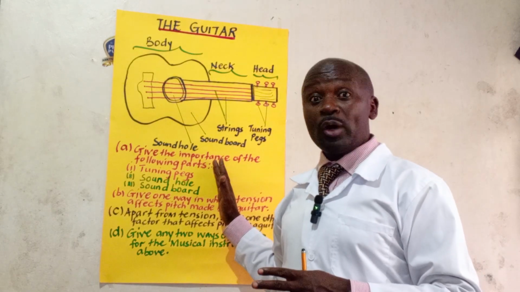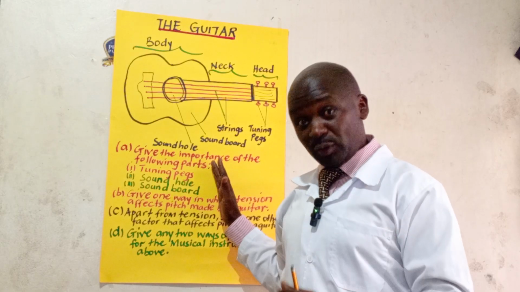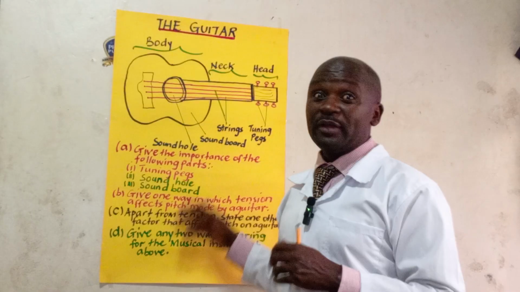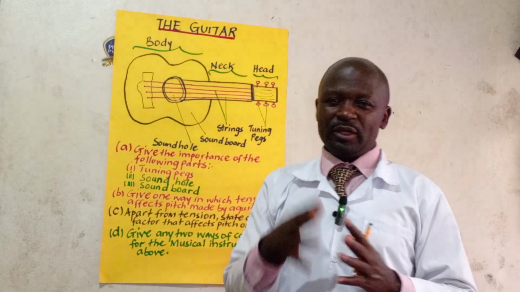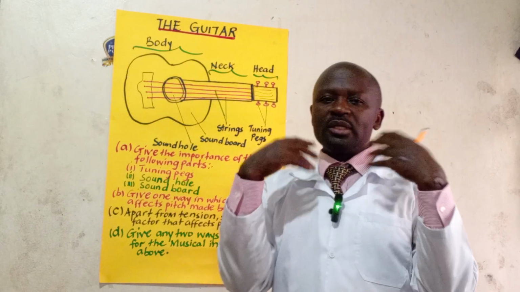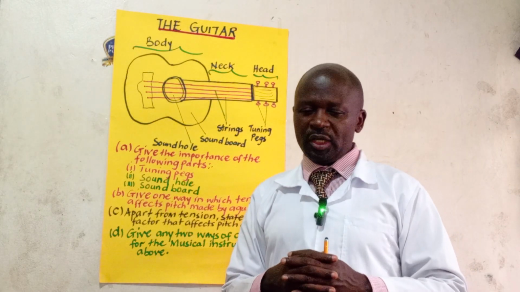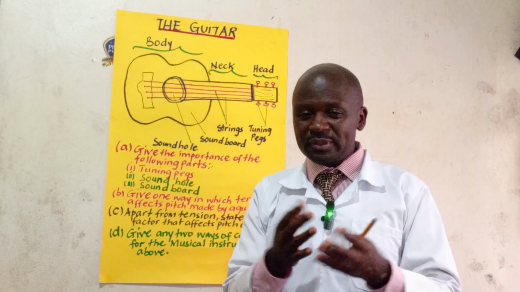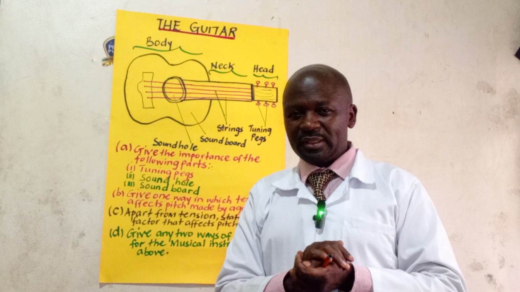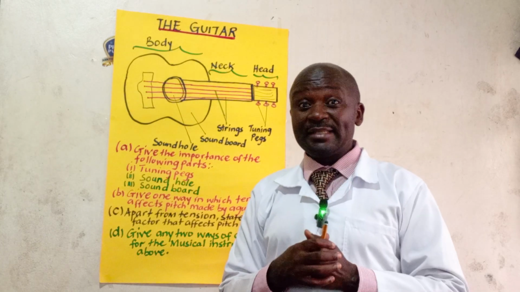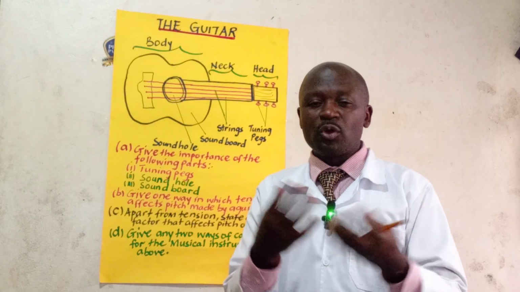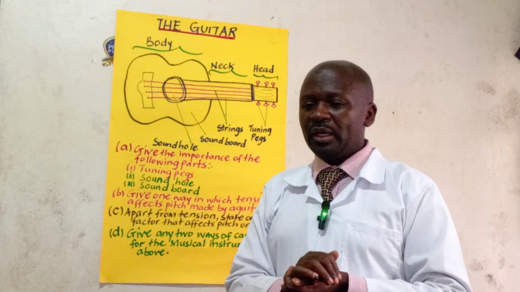As we are going to see in the questions below the diagram, for example, the first question is saying, give the importance of the following parts. 1, tuning peg. Roman 2, sound hole. Then lastly, sound board. So that means that when a similar question comes, I don't think your learners may attempt it. Yet, those learners learned sound in P6. They learned groups of musical instruments.